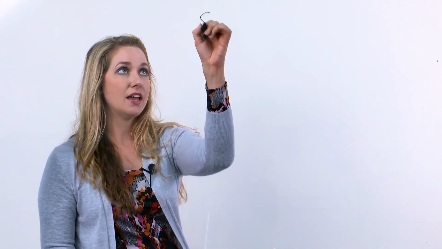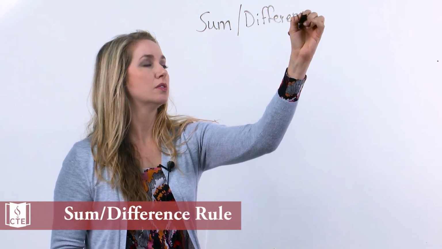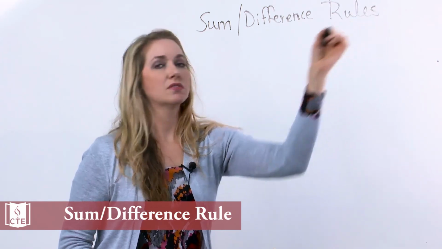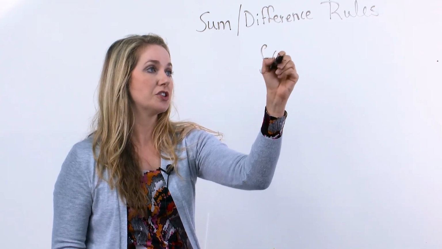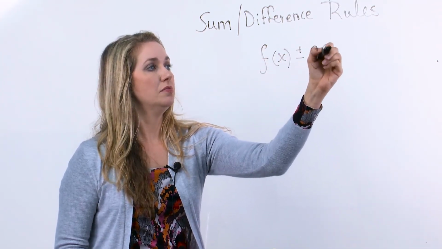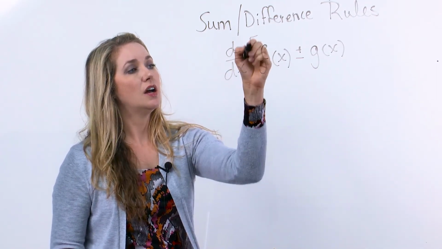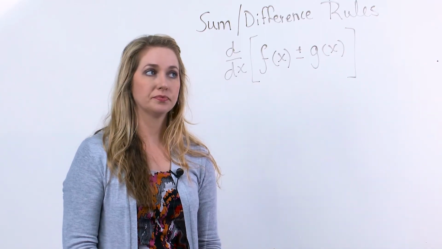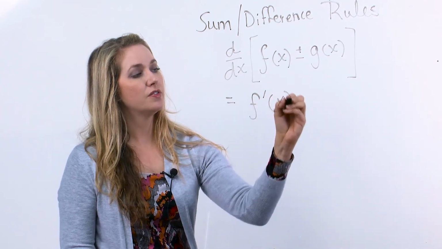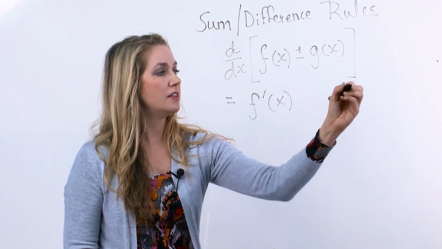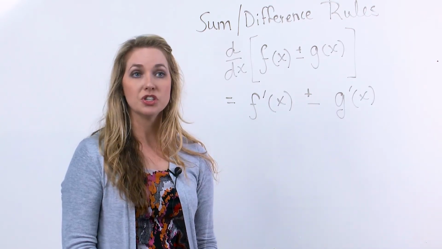We want to talk about today the sum or difference rules. So in this instance, we have a sum or a difference of two different functions, and we want to be able to find the derivative of that sum or difference. The way we do that is we find the derivative of the first function and the derivative of the second function separately, and then either add or subtract them, whichever is appropriate.